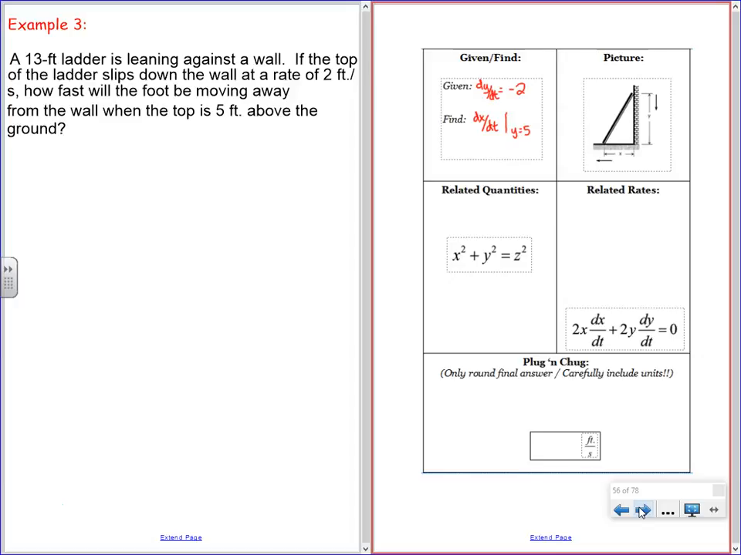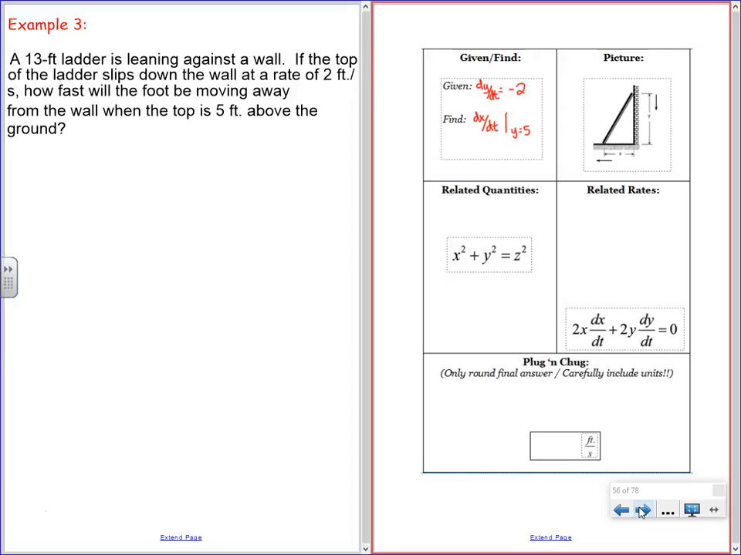Switch it up. Ladder problem. The ladder's slipping, right? Did anybody think about the motion or the movement? The height of the ladder on the wall is changing. The distance on the ground that it's hitting is changing, but what's not changing? What's non-changing? The size of the ladder.